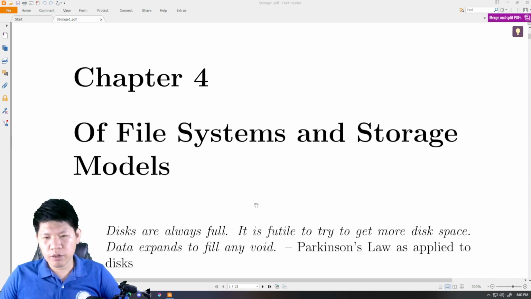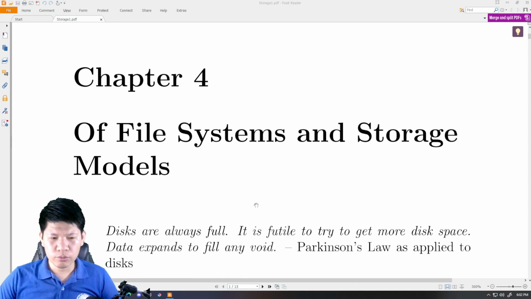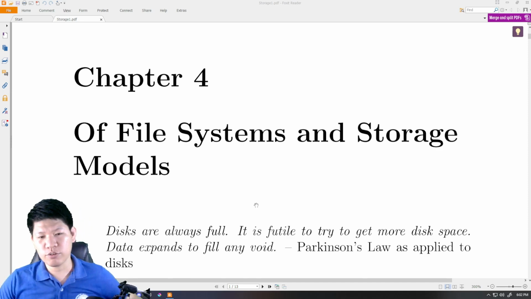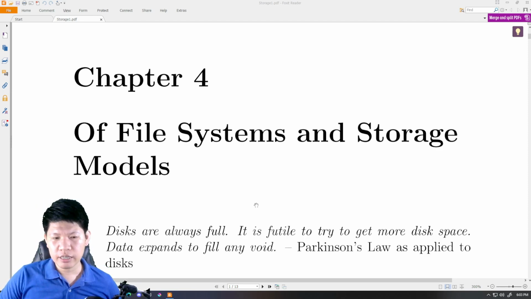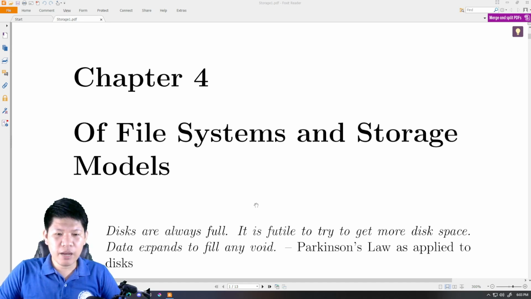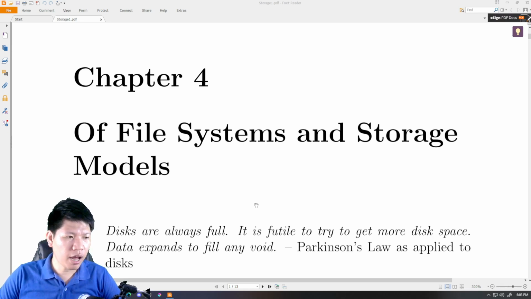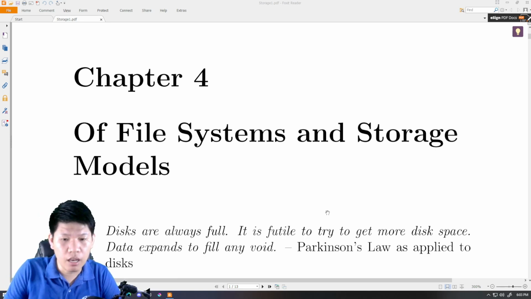So based from Parkinson's law, as a principle to disk, disks are always full, it is futile to try to get more disk space. Data expands to fill any void. When we talk about void, that is emptiness, it's literally empty, it's not zero. Zero is a value. When we talk about void, it's somehow the same as null.